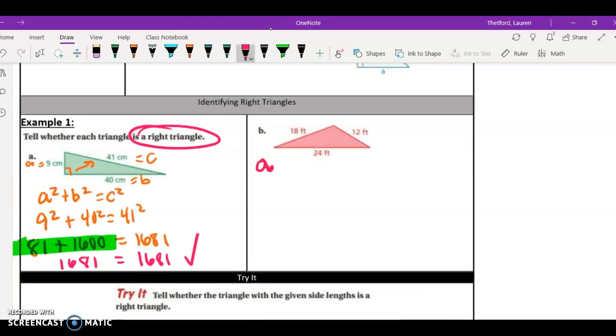So a squared plus b squared equals c squared. And so it looks like our longest value is 24, so that's going to be our c. And then these two would be our a and our b values. And again, our legs don't matter. A and b can flip and it won't hurt our equation. So we have 12 squared plus 18 squared equals 24 squared.